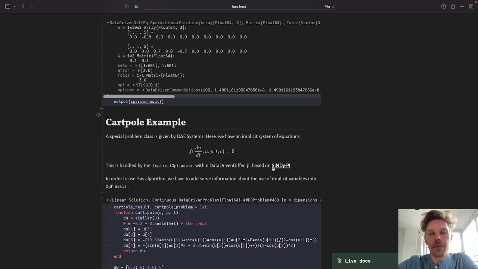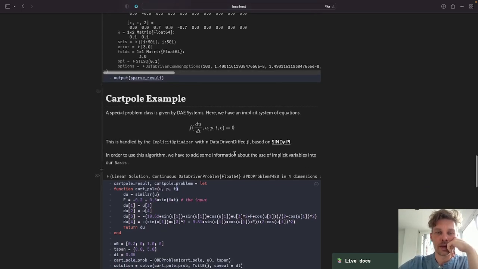Here in SINDy, we assume that some element of our lifted or embedding of nonlinear observations, represented by our basis object, is the left-hand side, and everything else as a linear combination can be the right-hand side. So we enumerate the search space for a good solution of that kind.